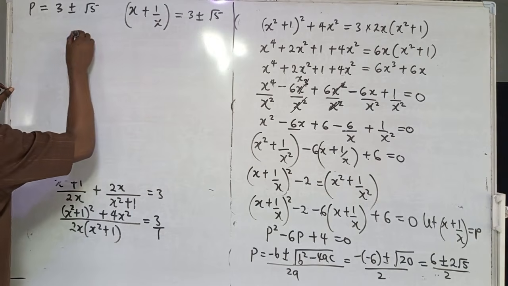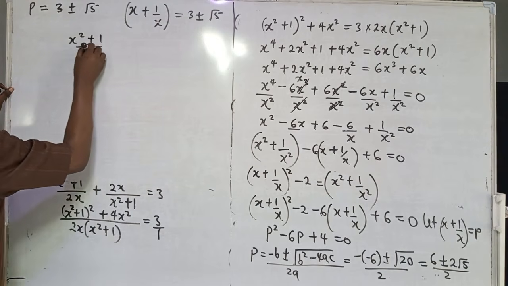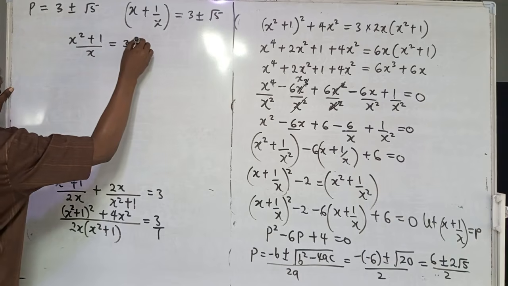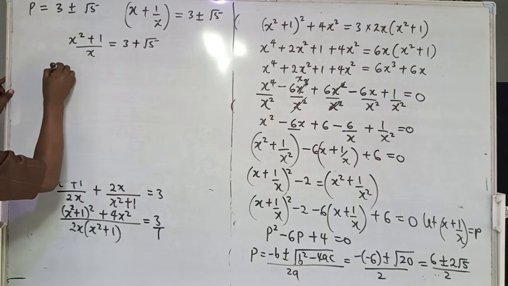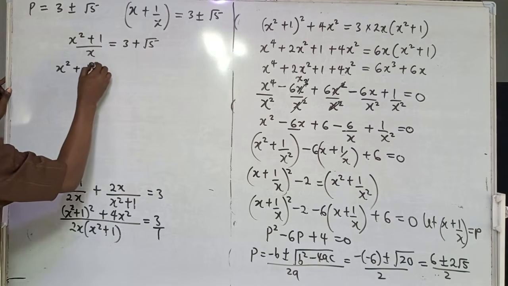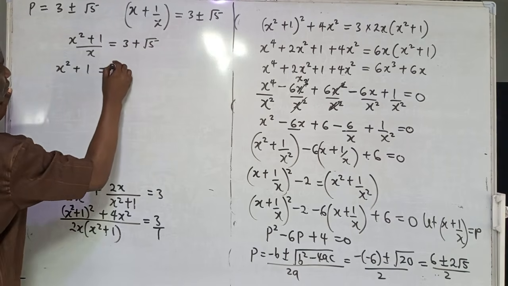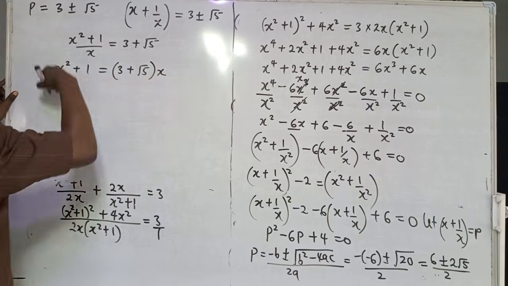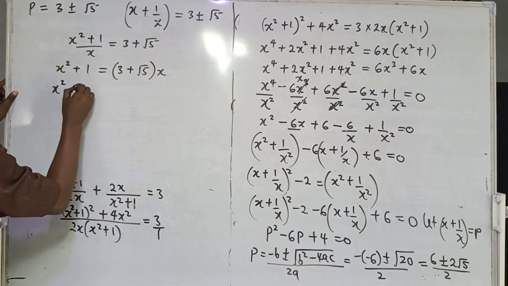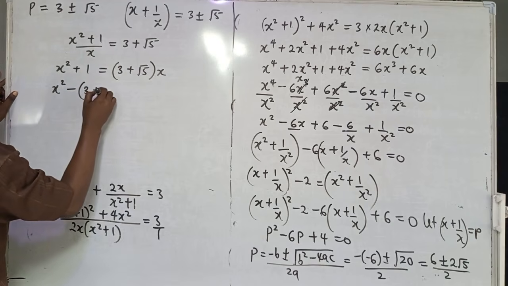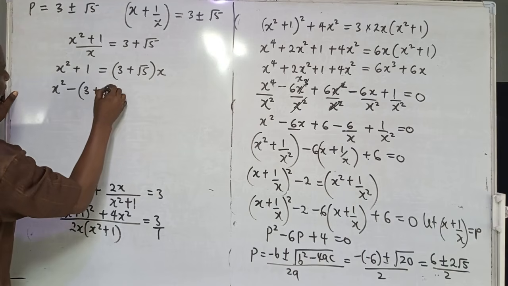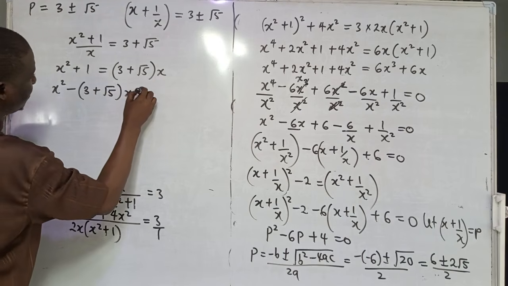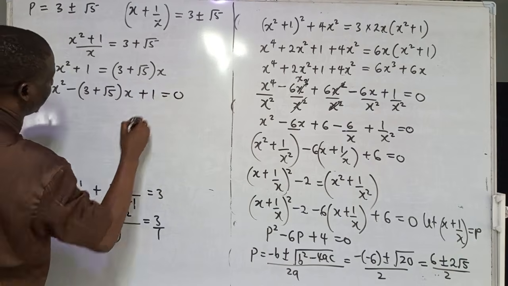Now this can be broken down to s plus 1 over s is equal to 3 plus root 5. So let's take plus first. We have s squared plus 1 equal to this one multiplied by 3 plus root 5 times x. Then taking it here, we would have s squared minus (3 plus root 5) times x plus 1 equal to 0.